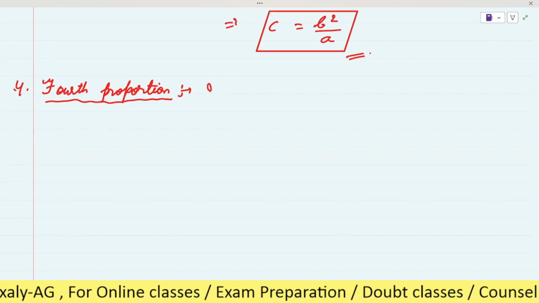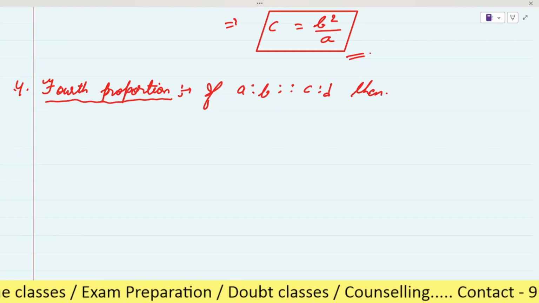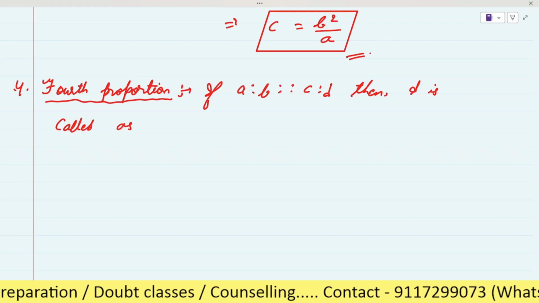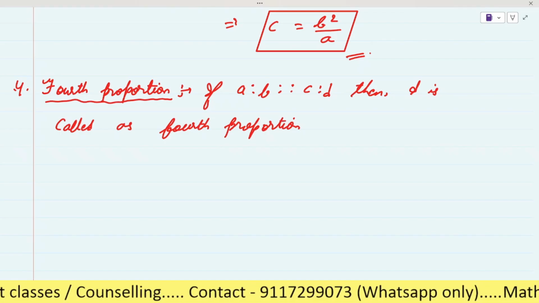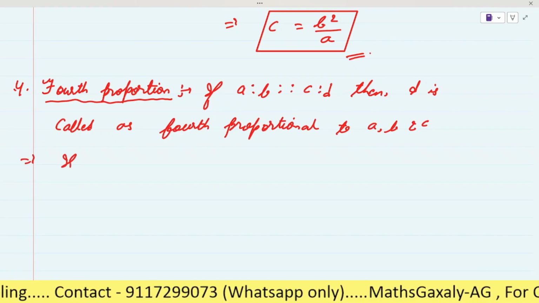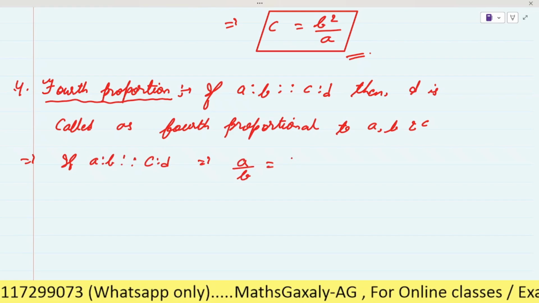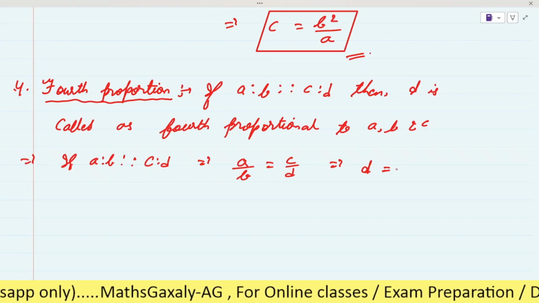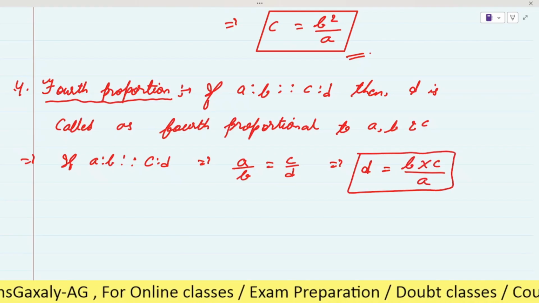Now let's see here. If A is to B is proportional to C is to D, then this D is called the fourth proportional to A, B, and C. If A is to B is proportional to C is to D, we can say that A by B will be C by D. So here D will be B multiply C by A. This value will be known as the fourth proportion.